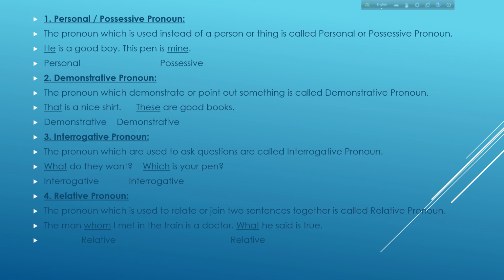Interrogative pronoun always asks a question. It starts with a WH question also. The pronouns which are used to ask questions are called interrogative pronouns. What do they want? What? Which is your pen? Which? Relative pronoun: this is actually a combination of demonstrative and interrogative pronoun, but it is used differently to relate something in the sentence. The pronoun which is used to relate or join two sentences together is called a relative pronoun. The man whom I met in the train is a doctor. Whom? Relative pronoun. What he said is true. What? Here, relative pronoun.